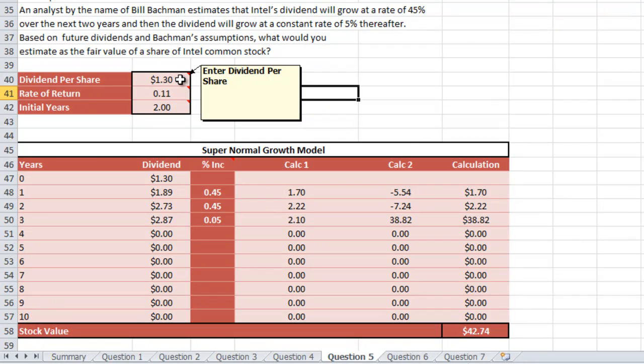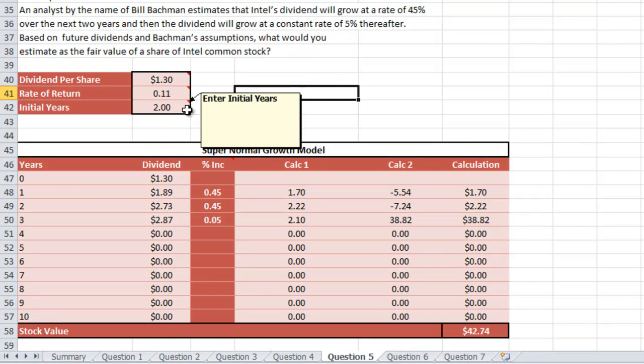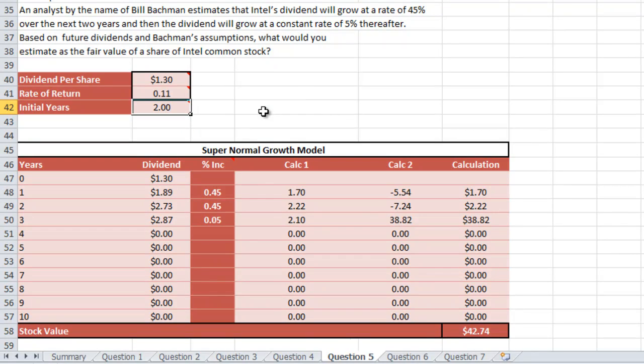First off, we're going to enter our dividend per share right here at $1.30. We already have used the rate of return at 11%. And the initial years are actually equal to 2. So inside the problem, we see that Intel's dividend will grow at a rate of 45% over the next 2 years. For this one, you will just take the initial years and make sure you put the value inside cell B42 in this case.